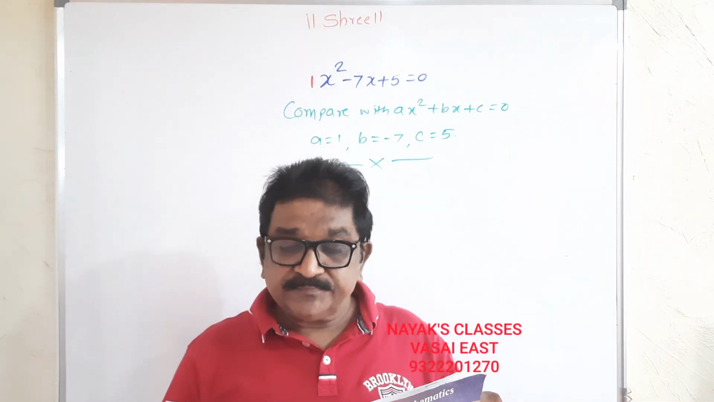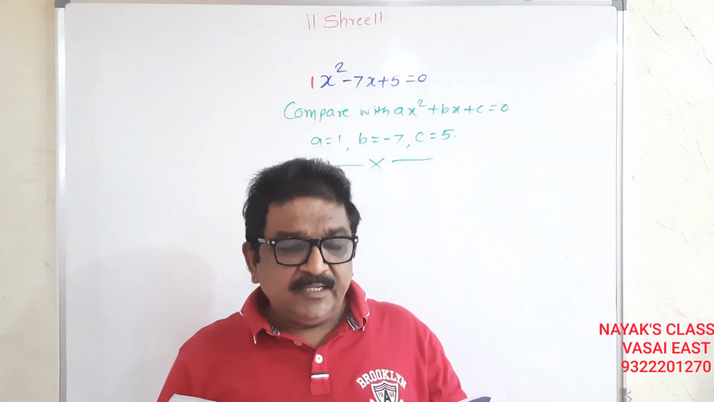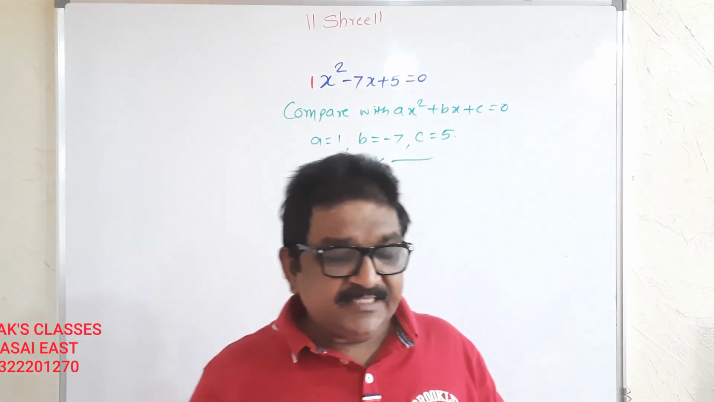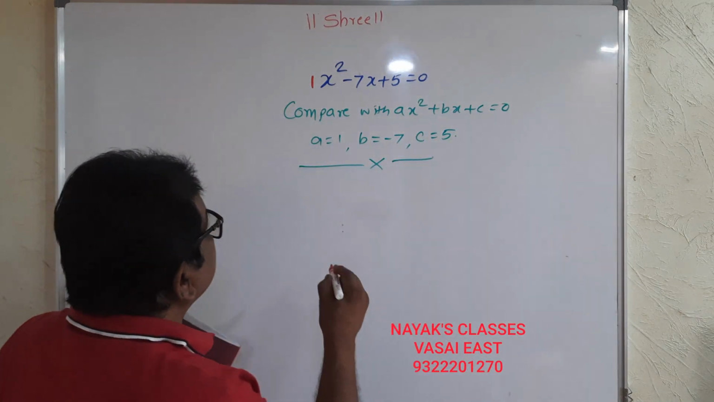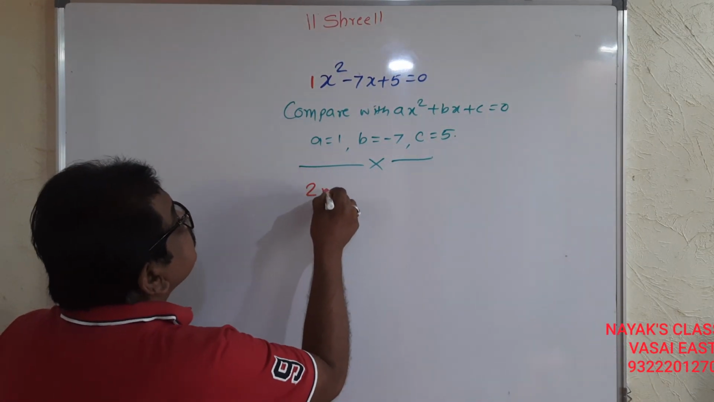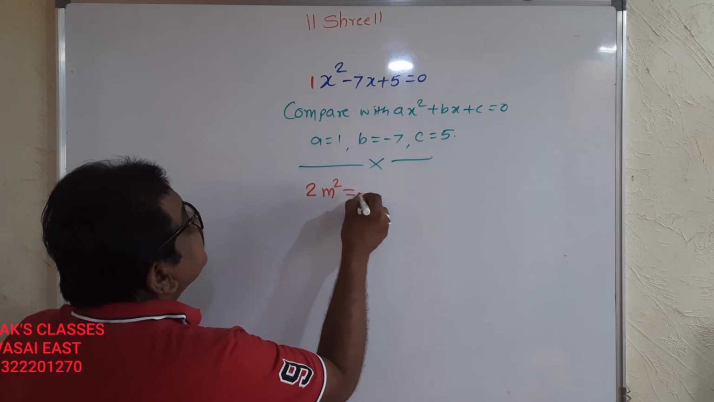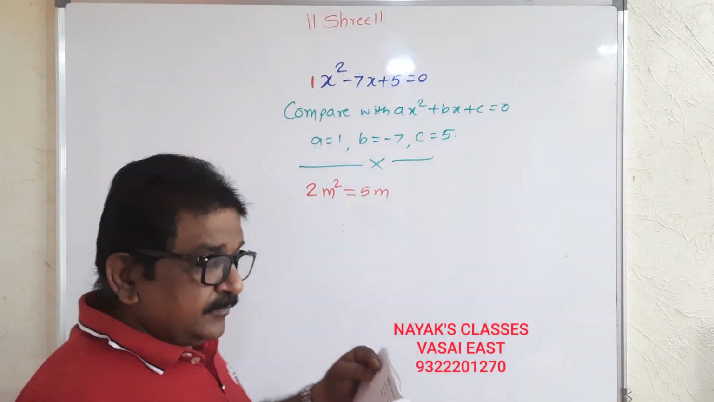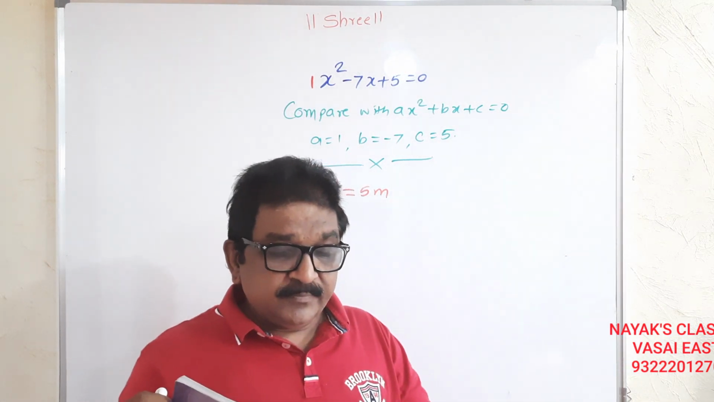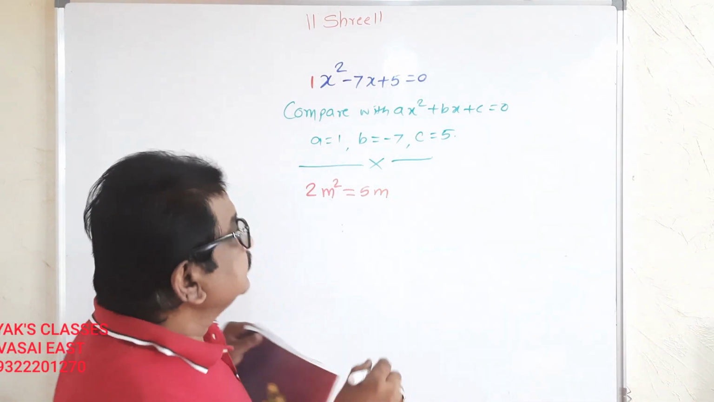Second one is 2m square is equal to 5m minus 5.